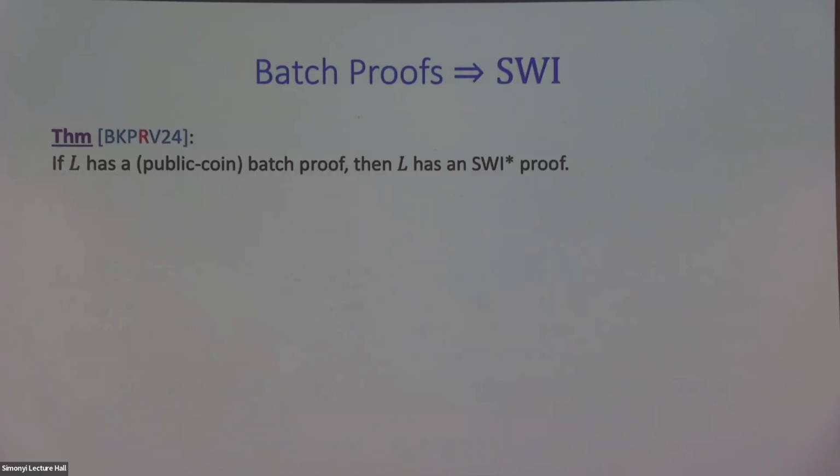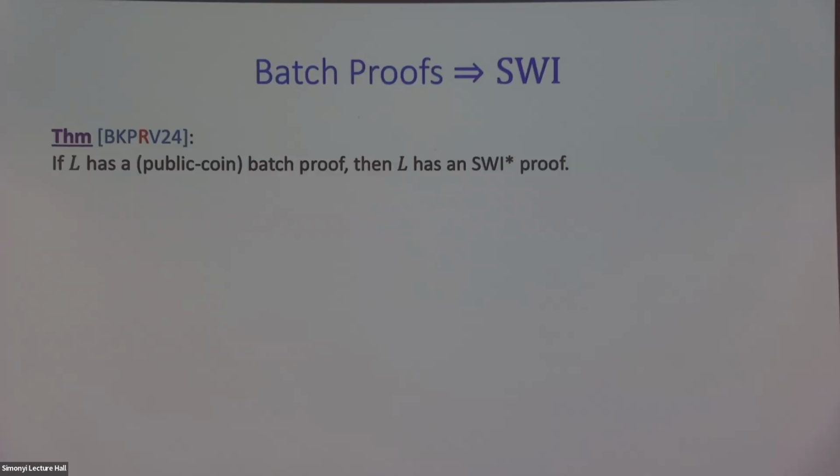Okay, so what we show in this result is that if you have a language L that has a batch proof, there's an efficient way to prove K instances, then the same language has this SWI proof. So some other form of proof that has hiding features. Okay. There's a restriction to public coin here.